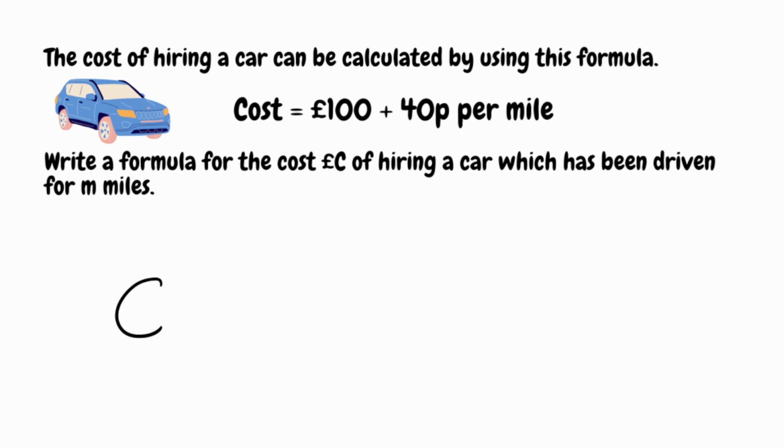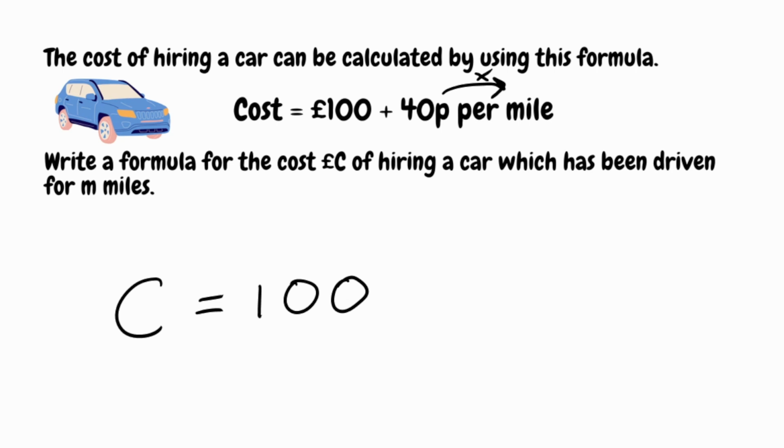So our formula is going to start C is equal to, and then looking at what we were given at the beginning of the question, the cost is going to be equal to £100. But because we know our formula is already in pounds, we can just write 100 here. And in the next bit, it says plus 40 pence per mile. So to figure out that remaining cost there, all we would do is take this 40 pence and multiply it by every mile that has been driven.